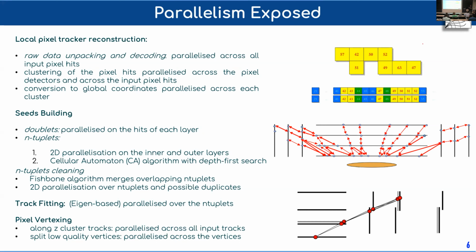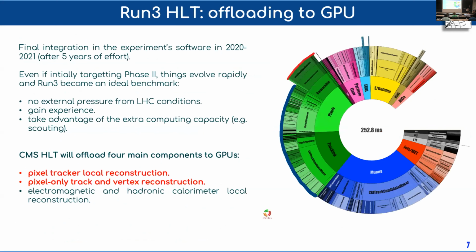And then on top of that, each cluster can be attached to a single worker, basically, and so we can parallelize on two levels. Or for the track fitting, at the end, what we do is just parallelize on the tracks. So different levels means different kinds of parallelization. And this is what is going to be in production now. This is what is running now, actually, in CMS with the first collisions that we are getting now. And the final integration happened last year, after five years of effort.